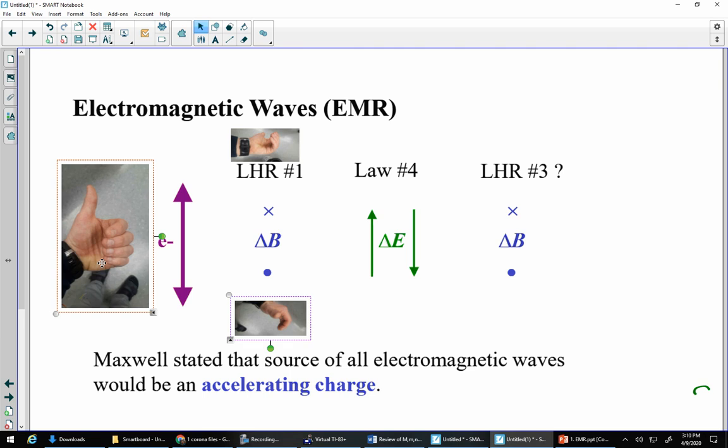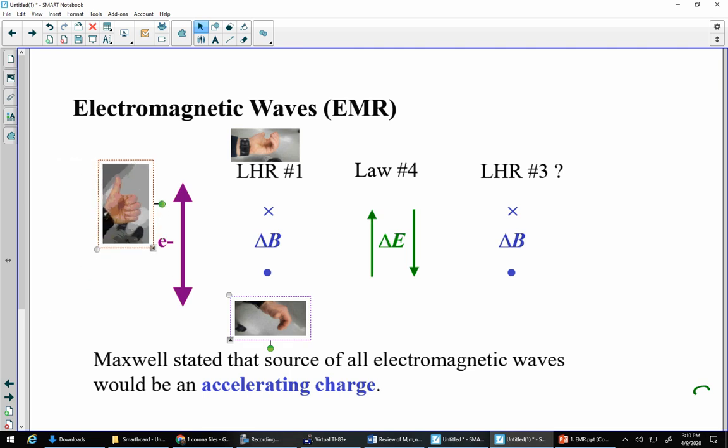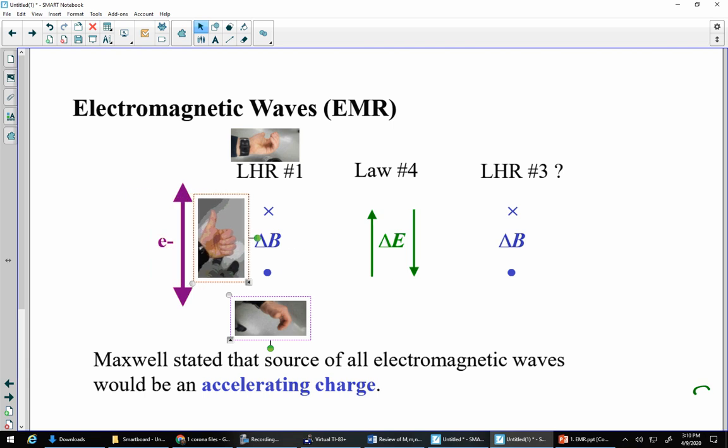So when I look at this one, let's shrink it down a tiny bit here, and let's say that the electrons are going upwards. That means my fingers over here are coming out of the page on this side, and I'd have a magnetic field that is going out of the page.